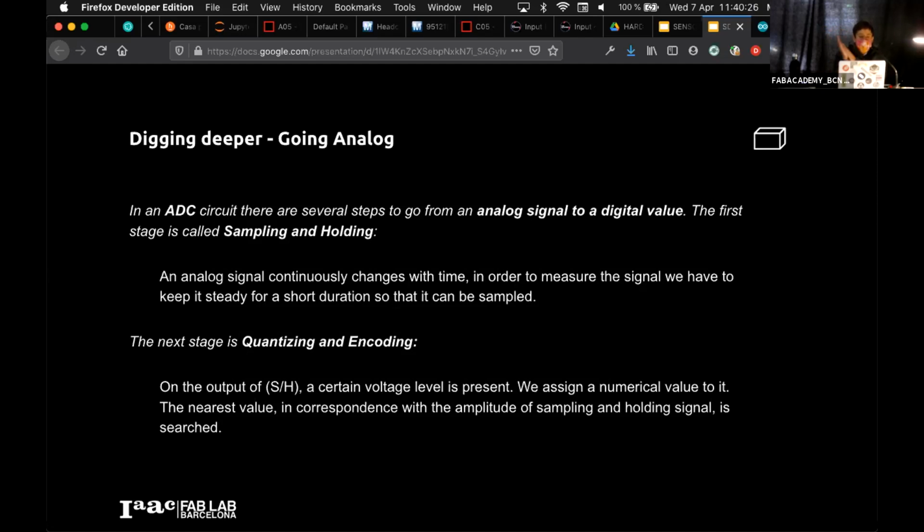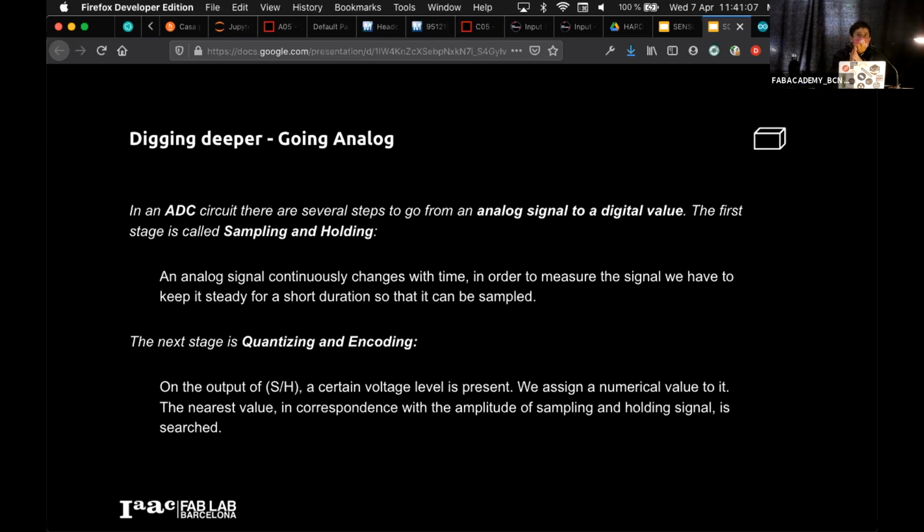An ADC works in 2 stages. The first stage is called sampling and holding, which basically means we take a snapshot and we pause it. That's the first part. We try to keep our signal steady. It is changing continuously, but we try to keep it steady with some capacitors and some whatever. And we try to keep it steady for a certain period of time, and we hold it. It's as if we took a very quick picture. Okay.